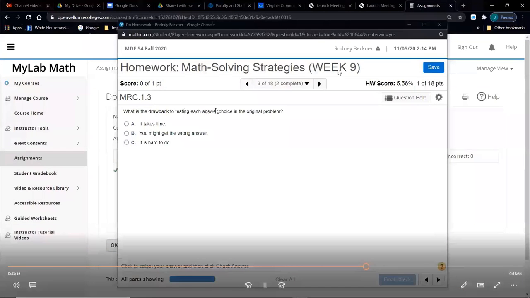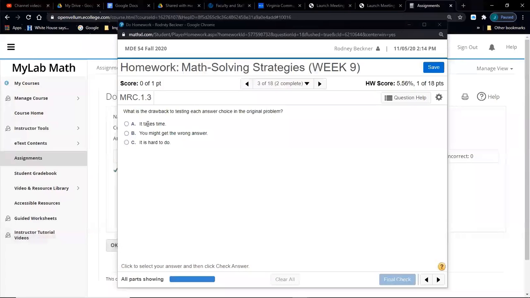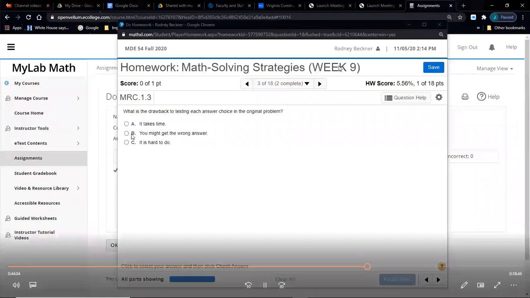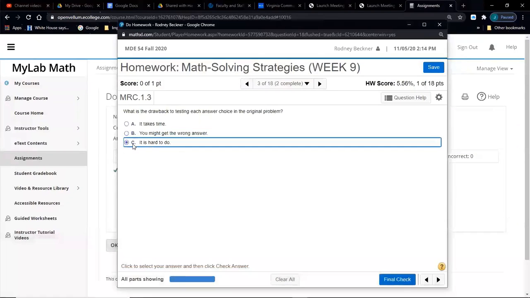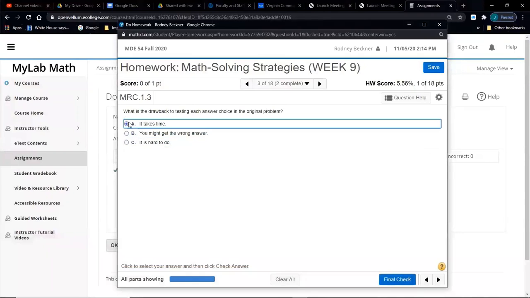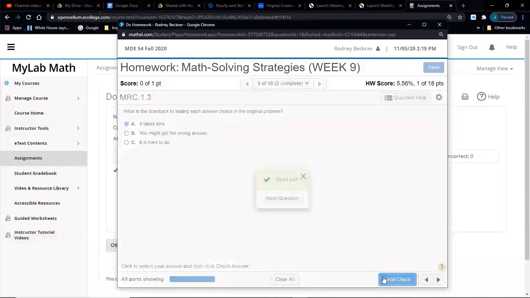What is the drawback to testing each answer choice in the original problem? It takes time, you might get the answer wrong, or it is hard to do. You might get the answer wrong, I mean, that's a possibility. It's hard to do, that's going to be dependent on your skill level, but it definitely takes time to test individual answers. That's why just getting a question and trying to, what's the phrase, spitball answers, it's a good idea sometimes, but it can be very time consuming. So just be careful with that.